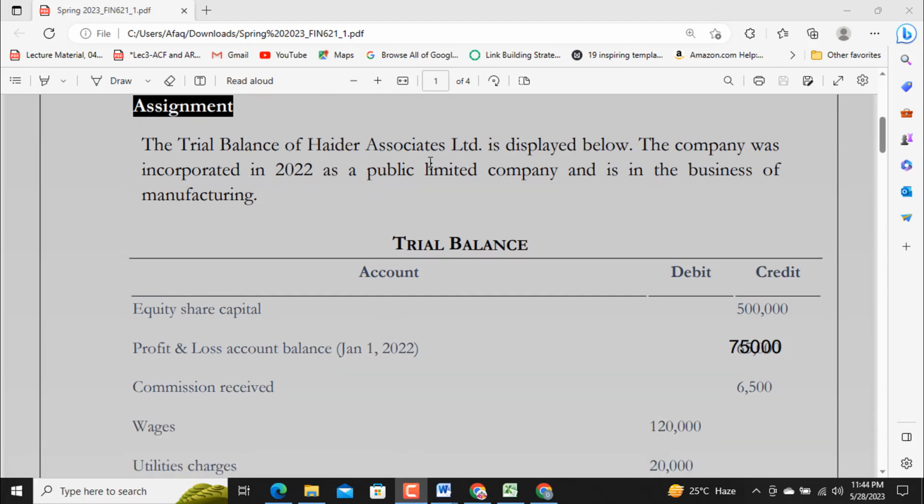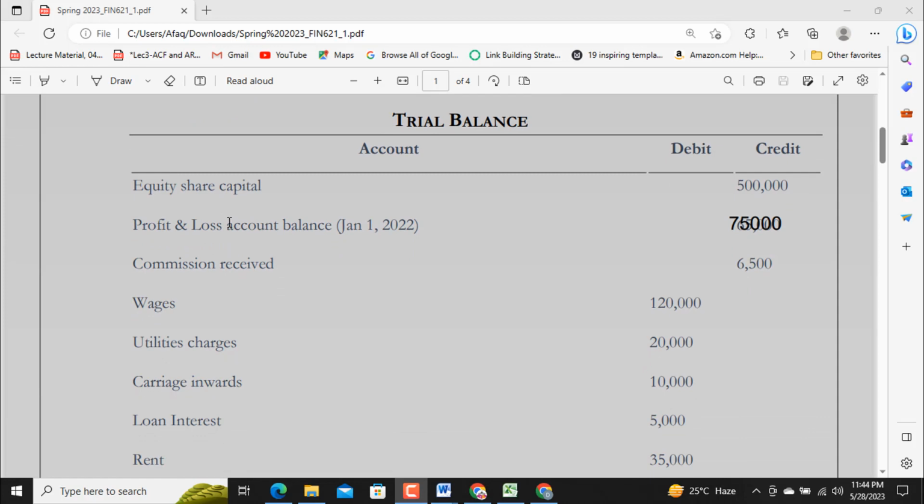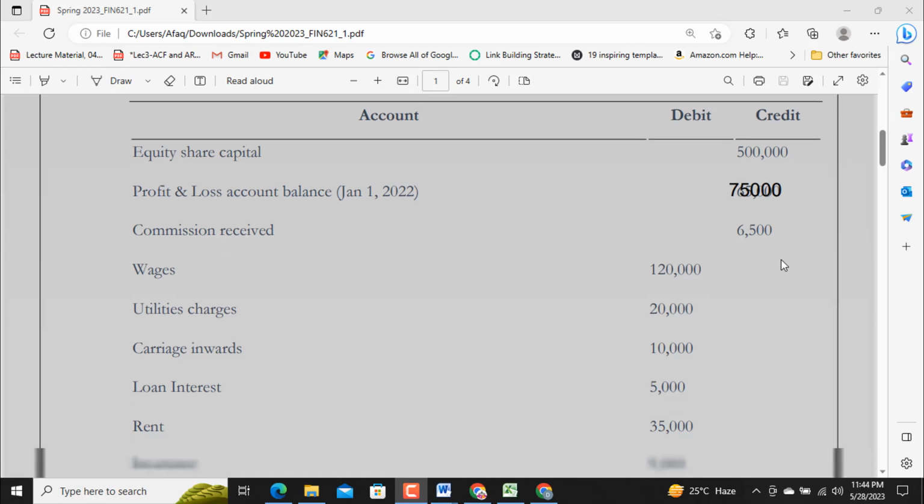The trial balance of Others Associates Limited is displayed below. The company was incorporated in 2022 as a public limited company and is in the business of manufacturing. Trial balance is there. Equity share capital on credit side 500,000. Profit and loss account balance Jan 1 2022 is 75,000, and the commission received, this is also income. This is available on the credit side.